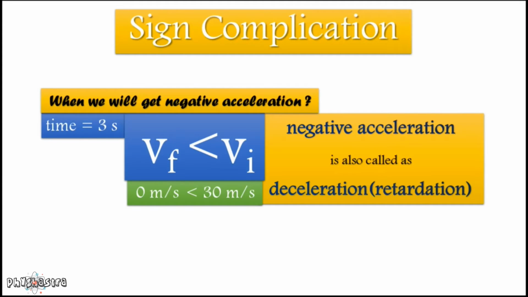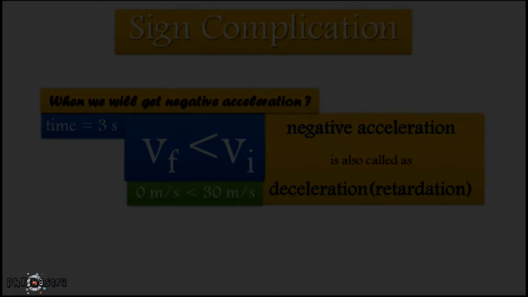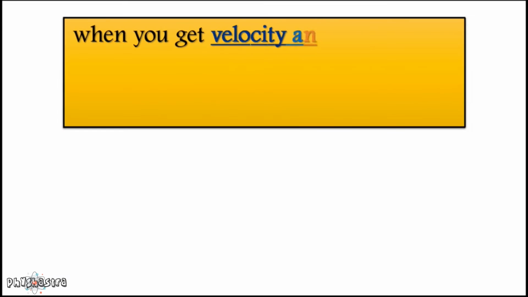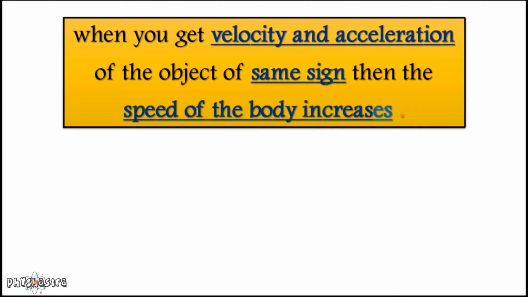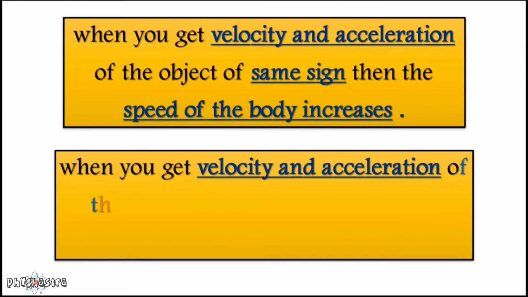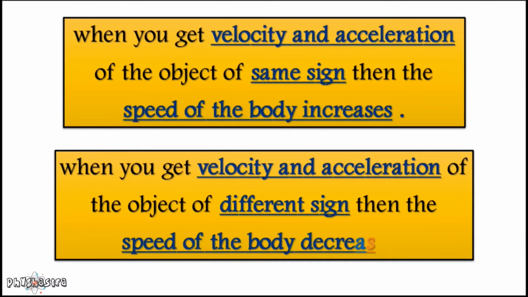Now the main point. You might get a little confused, but you should brace yourself to think a little hard and listen to me very carefully. When the velocity and acceleration of an object have the same sign, the speed of the body increases. And when the velocity and acceleration of the object have different signs, the speed of the body decreases. Let me clarify the above statement with an example.